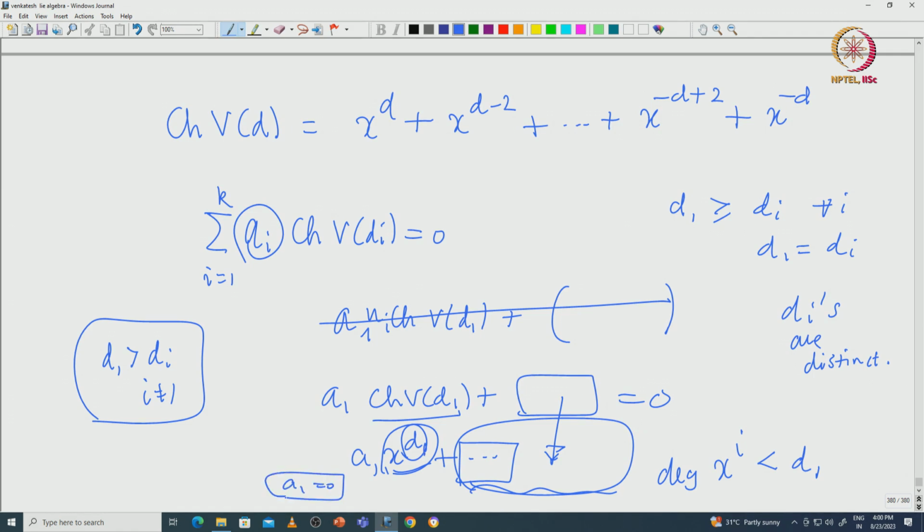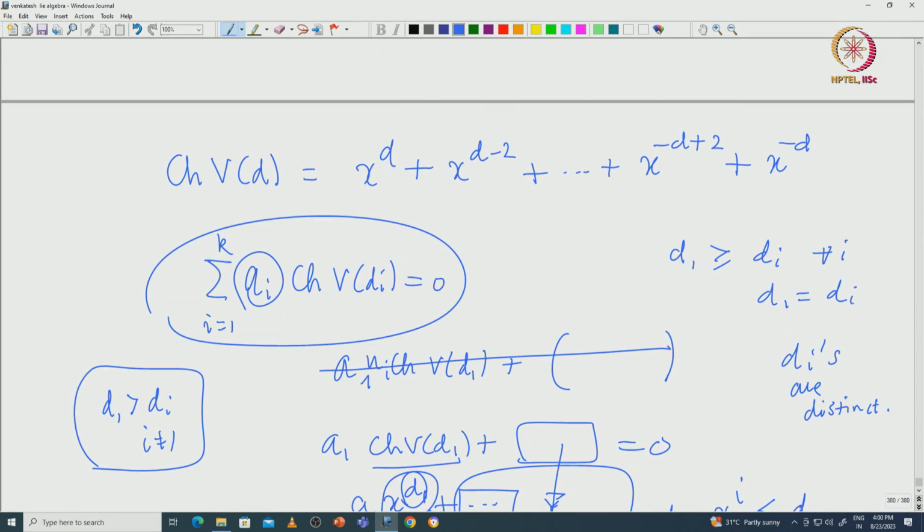If a1 is 0, then using the same argument you can prove a2 is 0 and so on. That proves that the characters of Vd must be linearly independent over the complex numbers. This is just by comparing the highest degree term, x power d, inside this summation. By eliminating that, you can come down and so on. I will leave it to you to check.